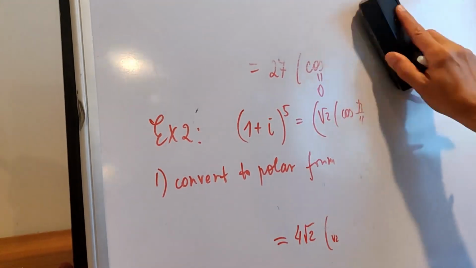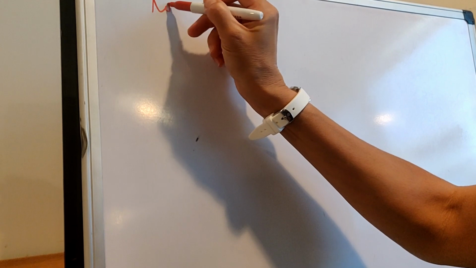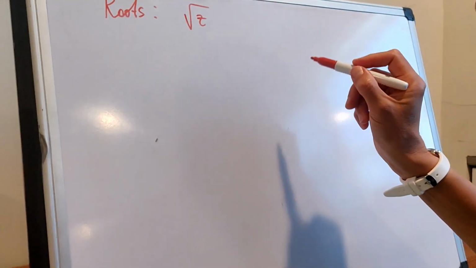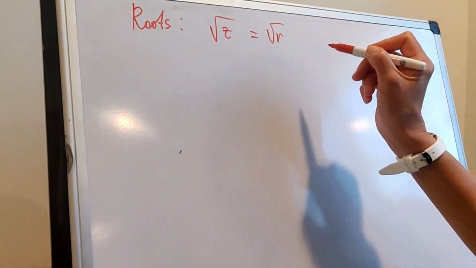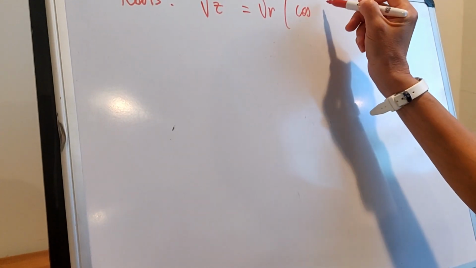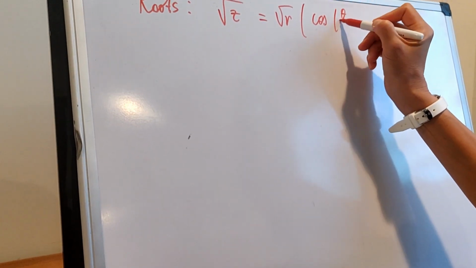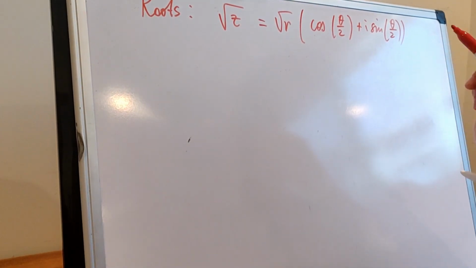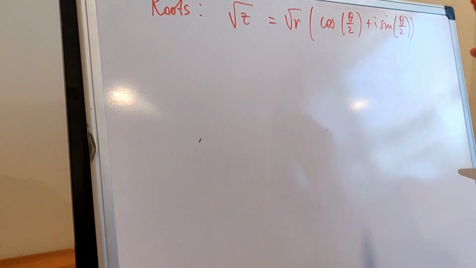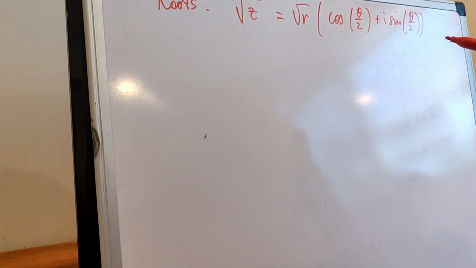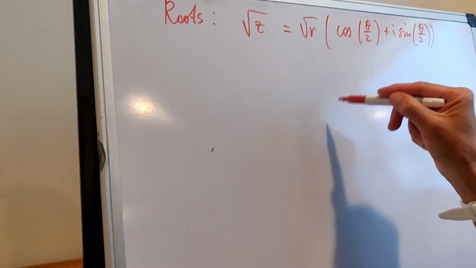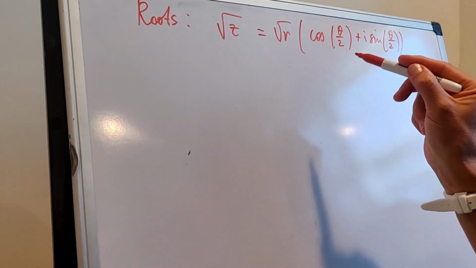Let's see how it works. So I'm going to write down roots. We are extracting the square root of z. How is it going to work? Well, I'm going to write down the square root of r times cosine of theta over 2 plus i sine of theta over 2. So basically I'm doing everything inverse to what I was doing when I was doing powers. Extracting a root, dividing by 2. Only one little feature for extracting roots: when you extract a root, like a second root for example, you are kind of solving a quadratic equation.